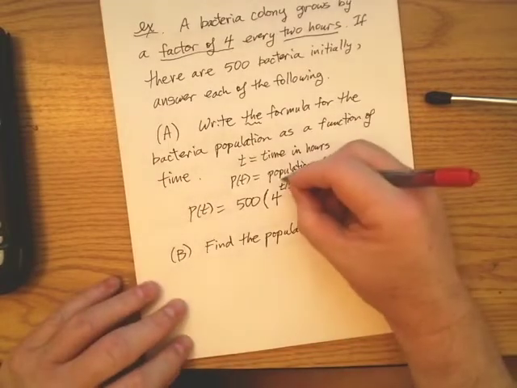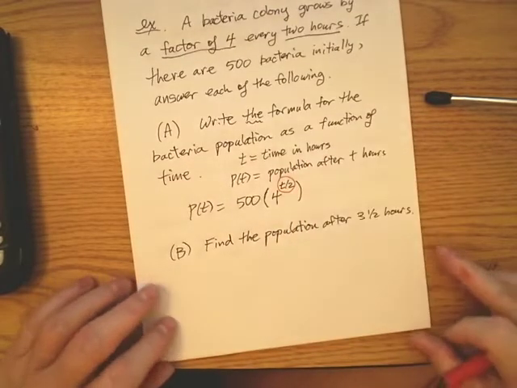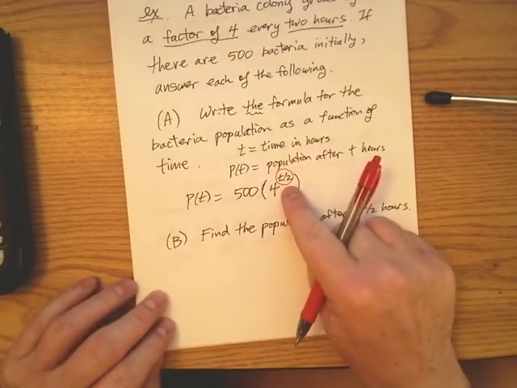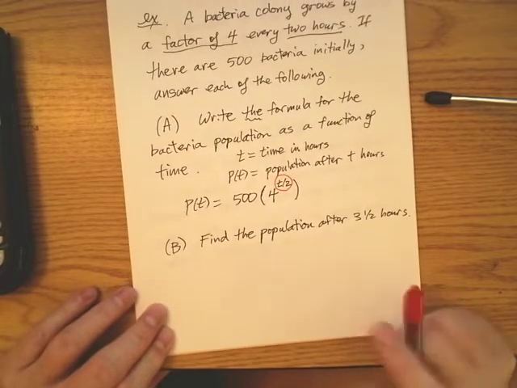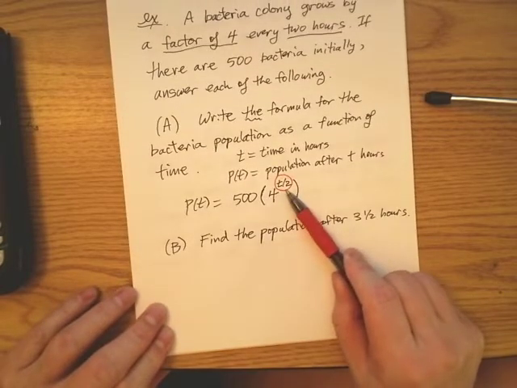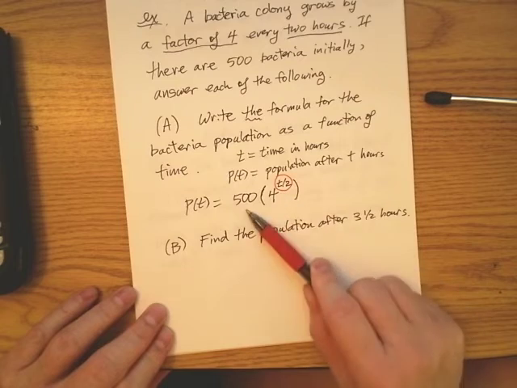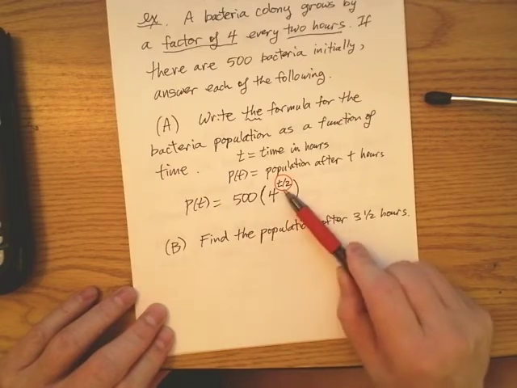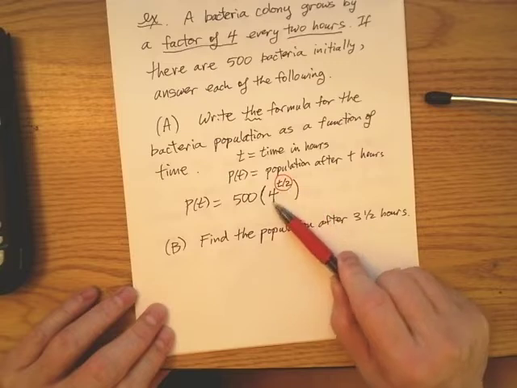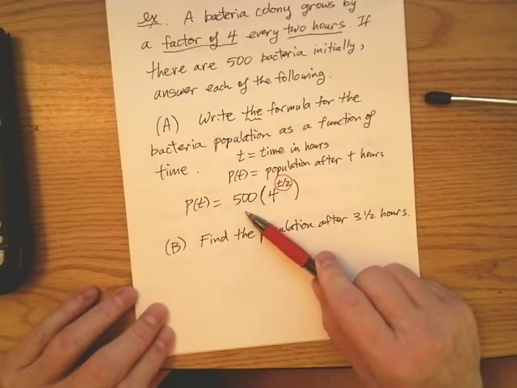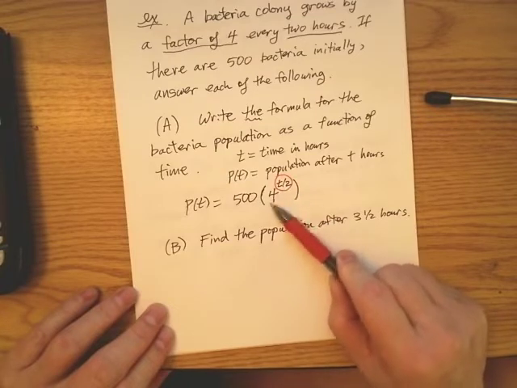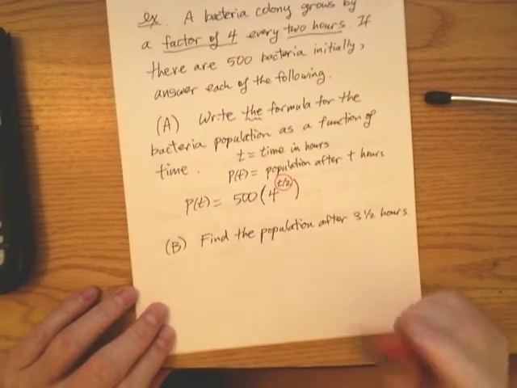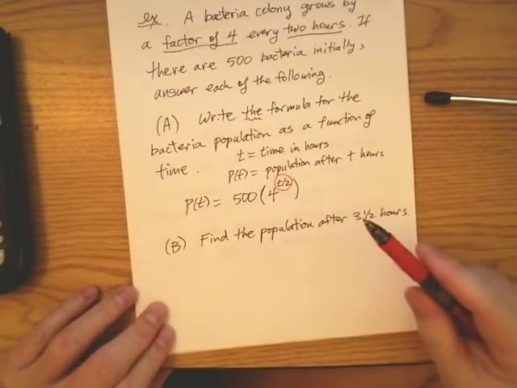What would this represent? This would count the number of quadrupling periods that have passed in t hours, right? So if t is 0, you can see that's going to be a factor of 1. That's the initial population. If t is 2, 2 divided by 2 is 1. 4 to the first power, you would have multiplied by 4 just 1 time. If in 4 hours, you would have had what? The exponent being 2. You would get 4 squared here. You'd have multiplied 500 by 4 2 times, and so on. I hope that makes sense to you.